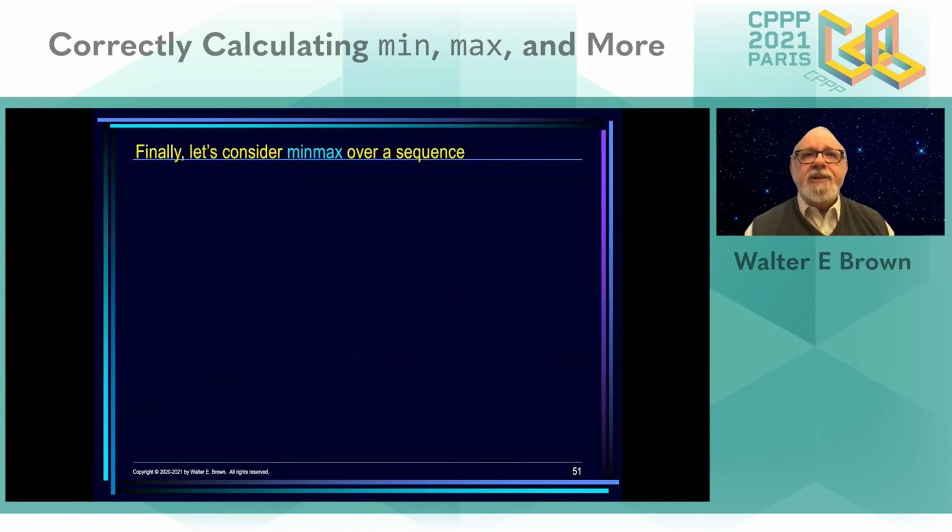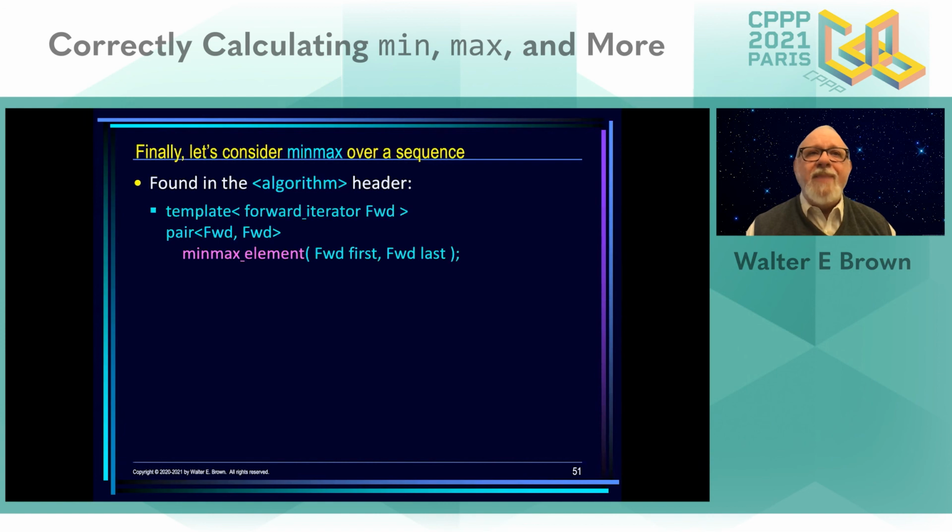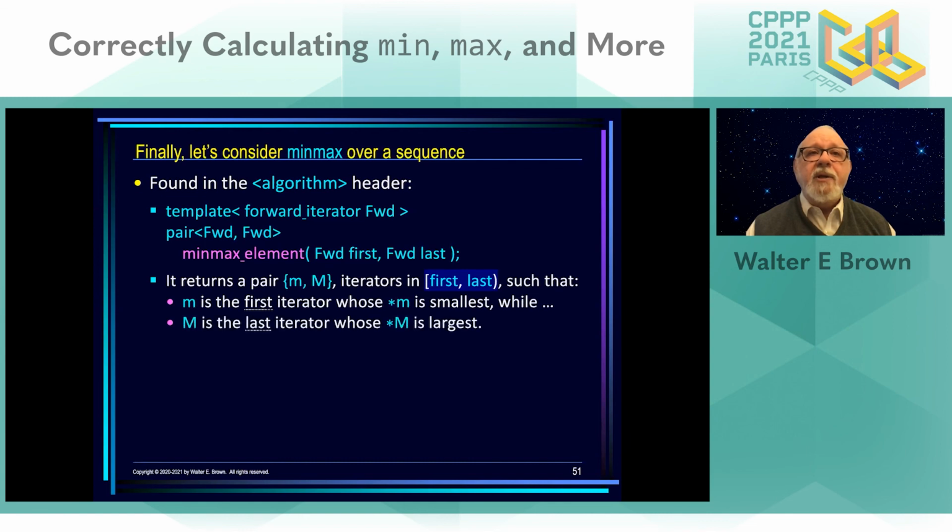Let's generalize this. Suppose I want the extrema given a sequence of values. This is found in the algorithm header, where it has the name min-max element. We're given a pair of iterators, first, last. And it returns a pair of iterators in that range so that little m, which comes first, is in fact the first iterator whose corresponding value is the smallest, while capital M is the last iterator whose corresponding value is the largest.